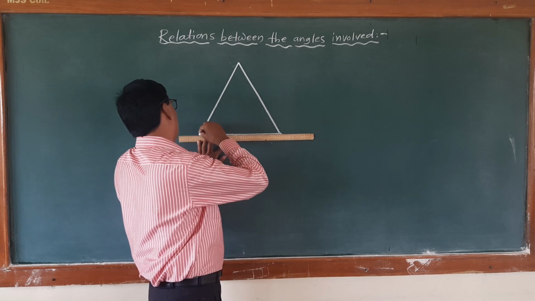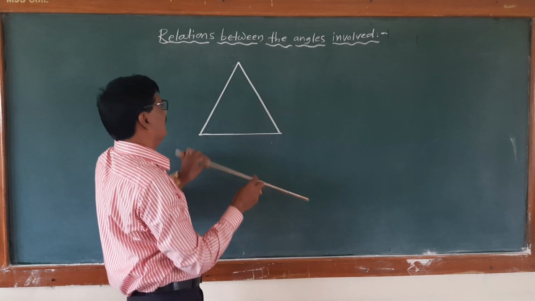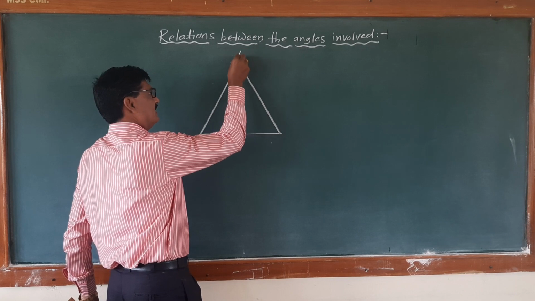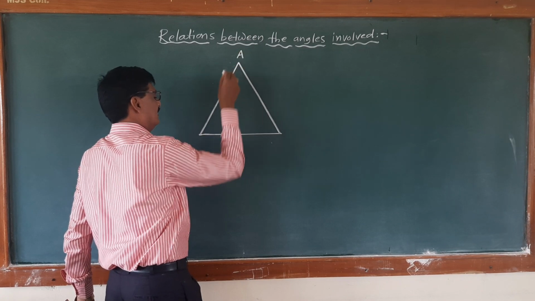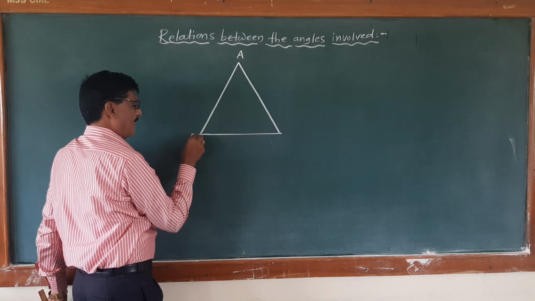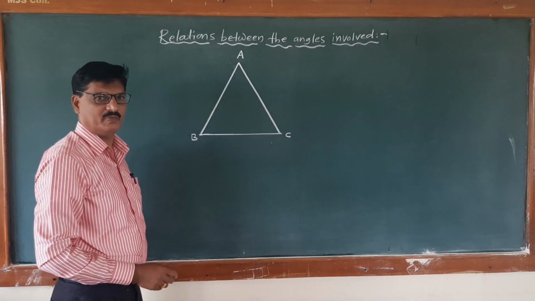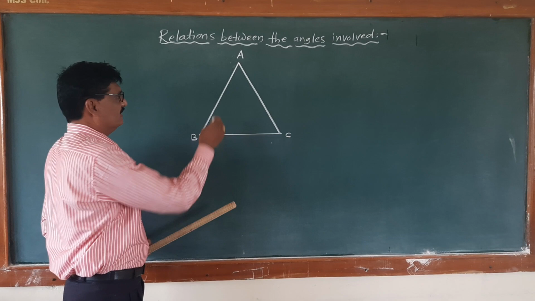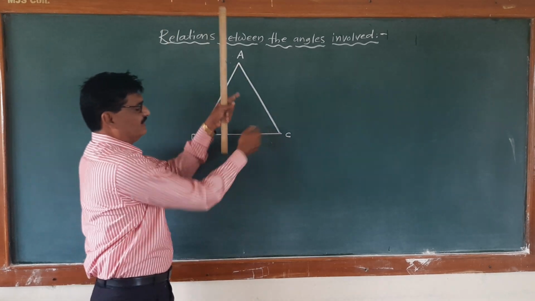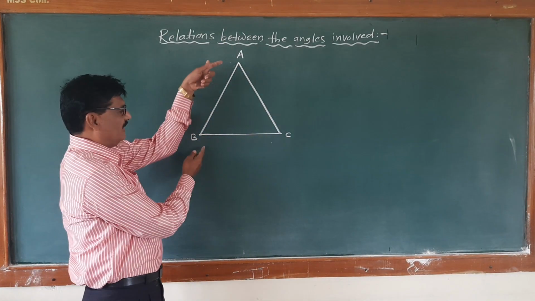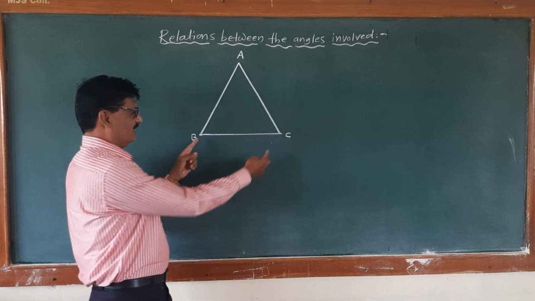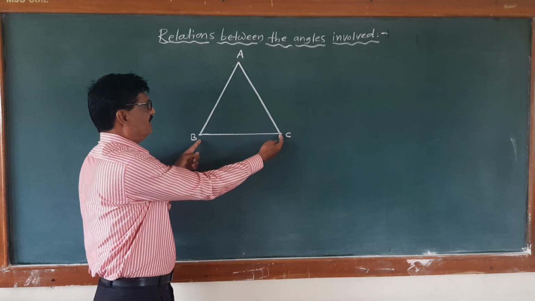I call this as ABC. This is a principal section of a prism. In this case, this AB and AC are called as refracting surfaces of a prism, and this BC is called as base of the prism.